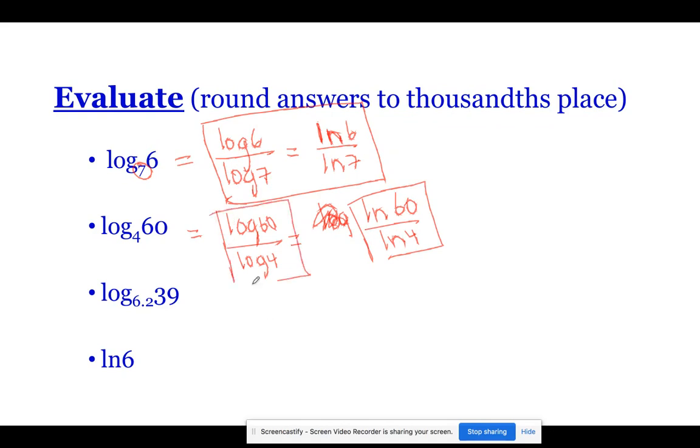And I'll put these in a calculator in a moment so you can check your answers. Here, what are you going to do? Log of 39 divided by log of 6.2. What about here? Just enter it. Round it to the thousands place, so that's 3 decimals. I'm not going to be able to see this ink when I close it out because apparently I have an old version of PowerPoint, but it's okay.